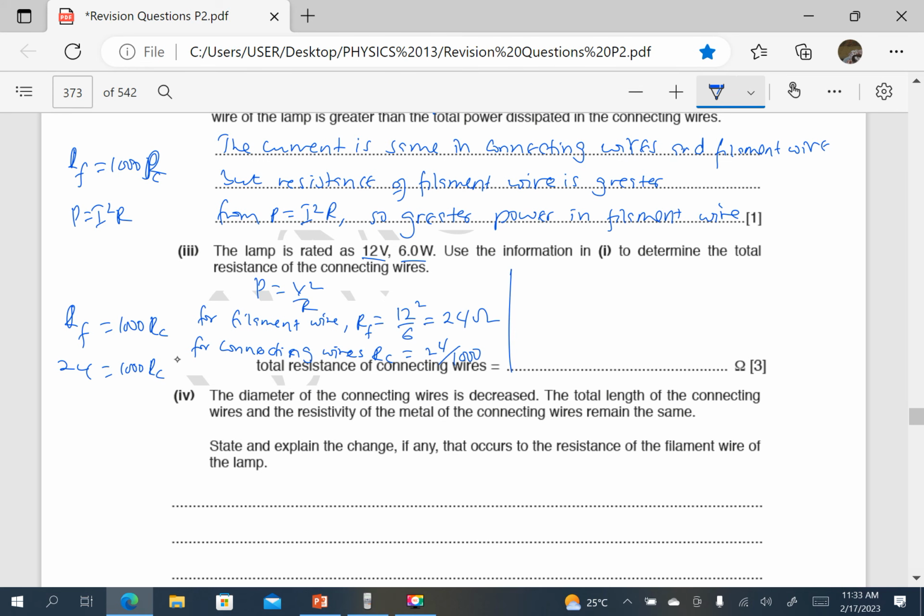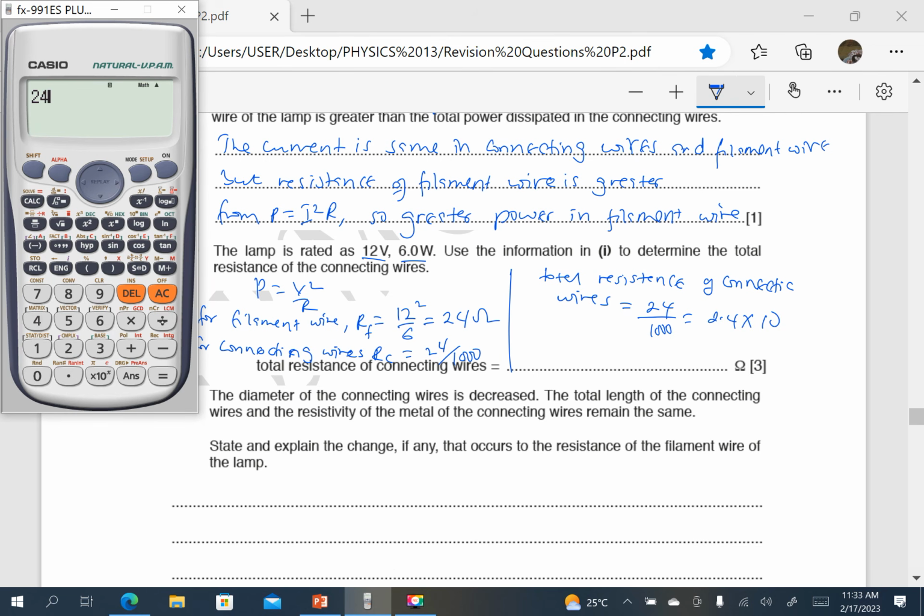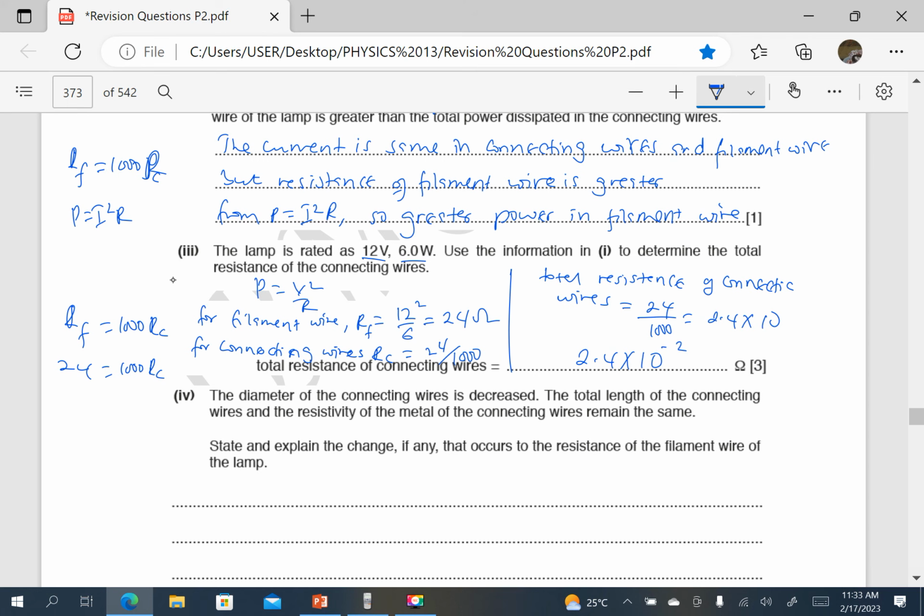So now we can find the total resistance. They want the total resistance of the connecting wires. So the total resistance of the connecting wires is simply 24 divided by 1000, which is 2.4 times 10 to the power negative 2. So the resistance is 2.4 times 10 to the power negative 2 ohms.